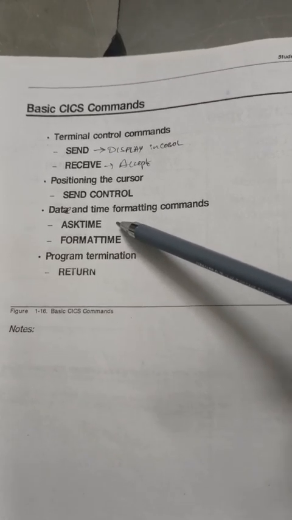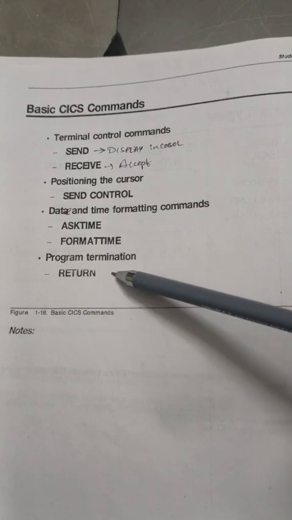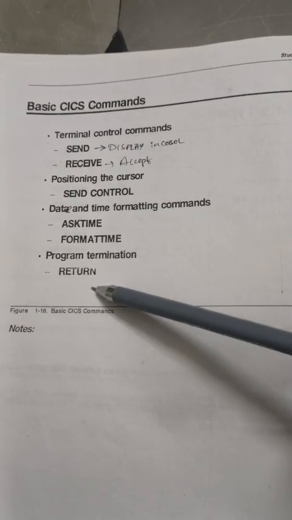How to format date and time? The formatting command is nothing but using ASKTIME and FORMATTIME. How to terminate the CICS program? By using the RETURN command.